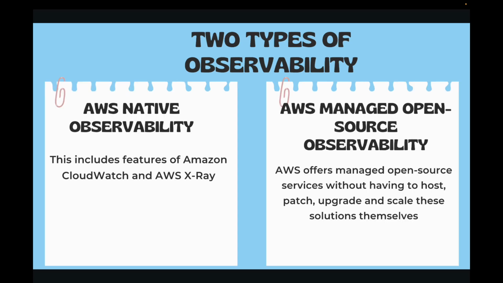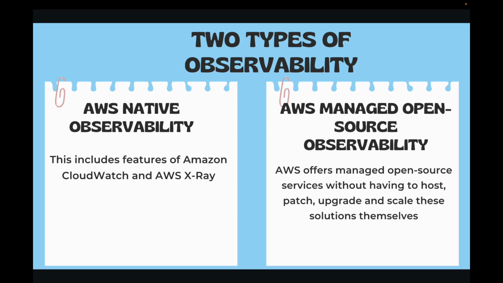There are two types of observability that this lab provides. One is AWS native observability, the other is AWS managed open source observability. AWS native observability includes, as I said in the earlier session, all features of Amazon CloudWatch, which is basically logging and monitoring, and then AWS X-Ray, which is used for tracing. So the full-stack native observability is offered by Amazon CloudWatch and X-Ray.